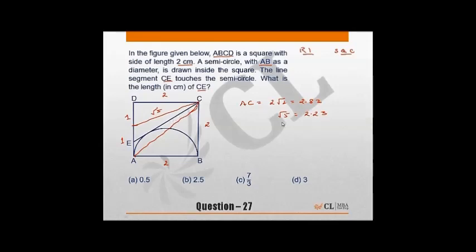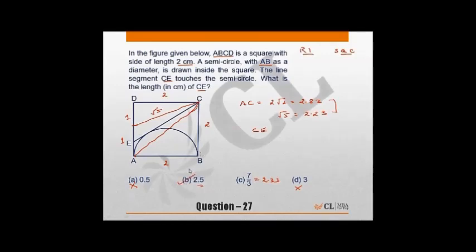Which means the length of CE should lie between these two values, so choice D is incorrect, and choice A is incorrect. This is equal to 2.23 and this is 2.82. Where would it be? I would say it should be roughly in the middle, and hence I would mark the answer as 2.5 straight away.